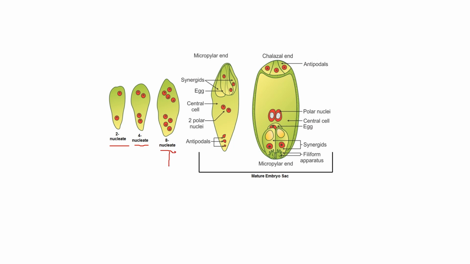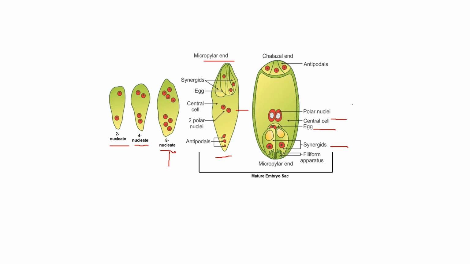At the 8 nucleate stage, all the nuclei in the embryo sac are distributed throughout it, and the two polar nuclei reach the center of the embryo sac. They fuse and form the central cell. This is the reason why the central cell of the embryo sac is diploid, as it is formed by the fusion of two haploid nuclei. The nuclei near the chalazal end develop into antipodals, and out of the three nuclei near the micropylar end, one develops into the egg cell and the other two develop into synergids.